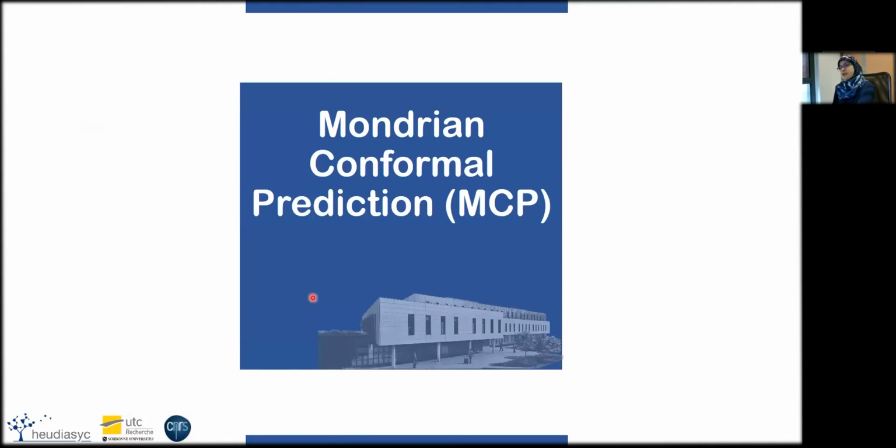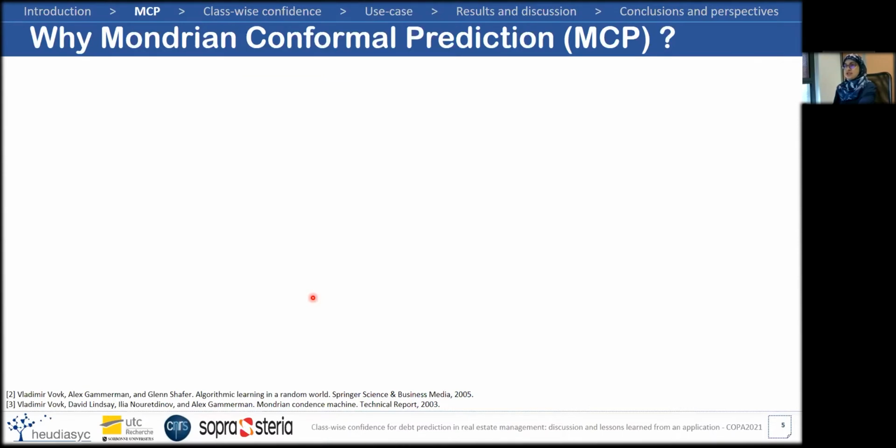What we can use to do that is Mondrian conformal prediction. So, just a little introduction about Mondrian conformal prediction and why we can use it in this case.